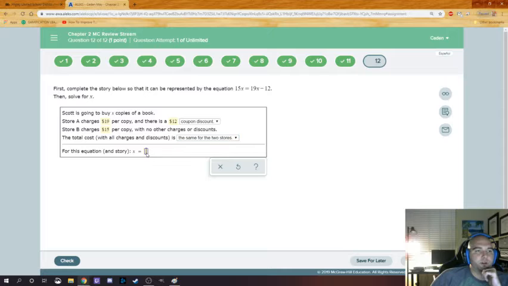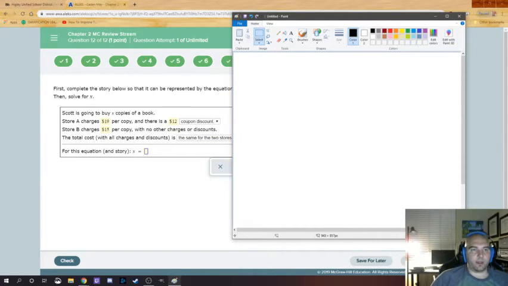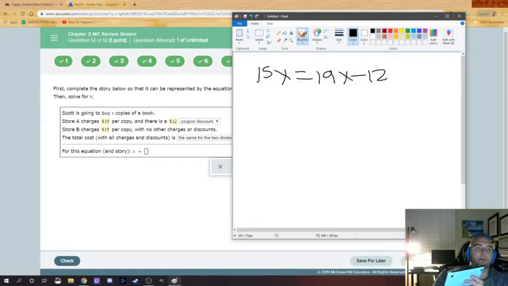And then you're supposed to solve the equation for X, so that I will do legitimately, I guess, by hand. Or if you choose to use a calculation device, I guess that's an option too. So 14, no, not 14. So 15x equals 19x minus 12. And then let's solve this.